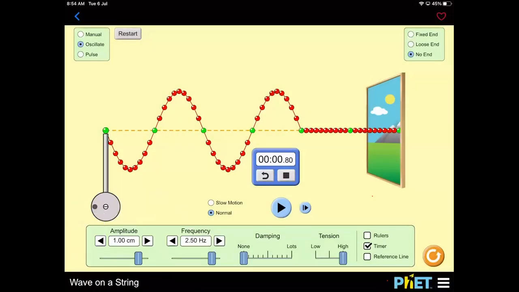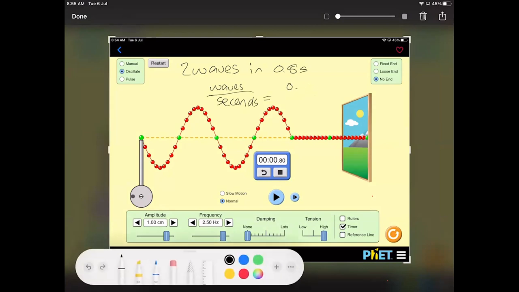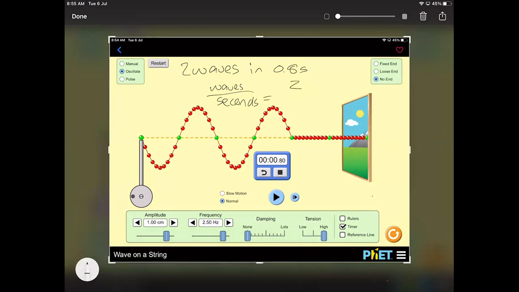We can take those exact same numbers and we can say 2 waves in 0.8 seconds. And instead of taking the seconds divided by the waves, we can take the waves divided by the seconds. So we can say waves per second, the frequency. Correct. That is 2 waves in 0.8 seconds, and that gives you 2 divided by 0.8. Yeah, the answer is at the bottom of the page, 2.5, and it's seconds to the -1.